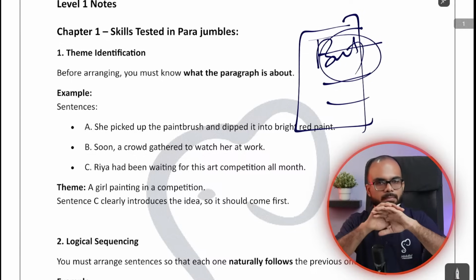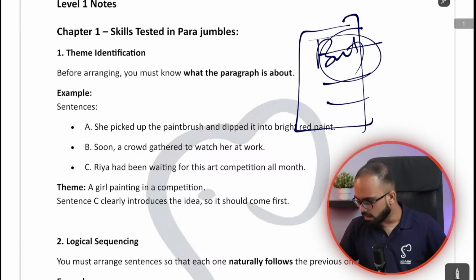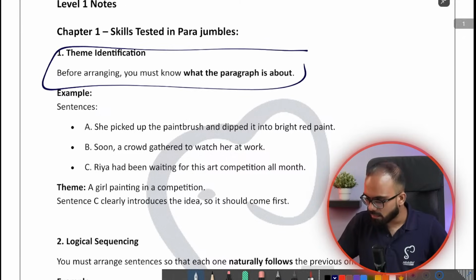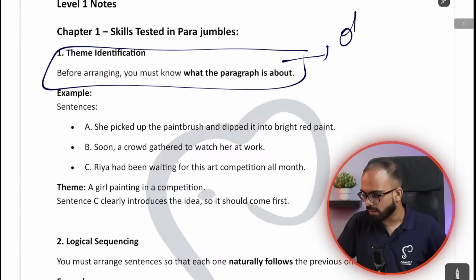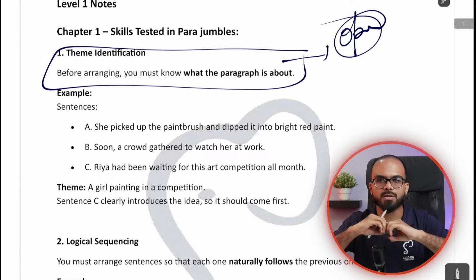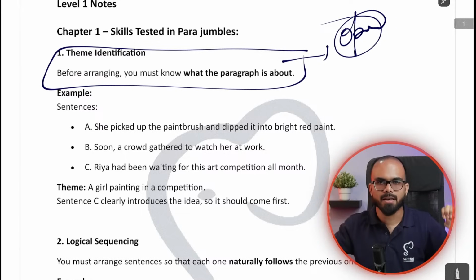So please don't be prejudiced at all. That's the first thing. Now, one easy way of handling a parajumble is that you identify the entire theme, and if you can identify the opening line, that is the line that shows you the idea of the entire RC.